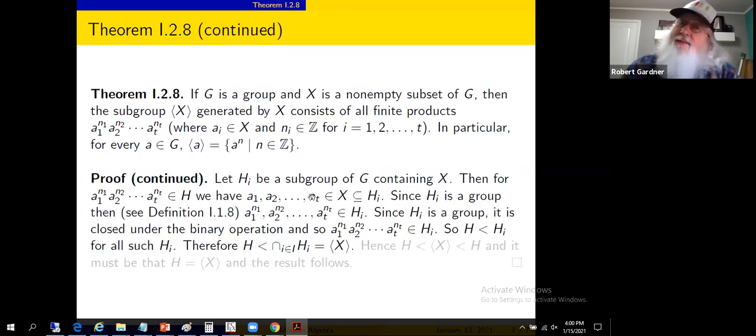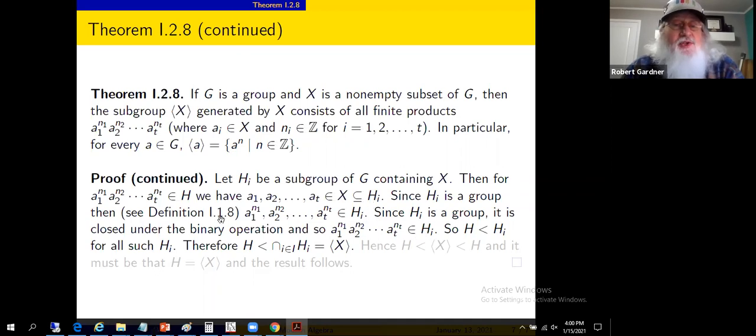Okay, so let H sub I be a subgroup of G containing X. Then this particular element of H here, we know to be an element of X. And so since H sub I is a subgroup of G containing X, H sub I contains all of these elements of X here. H sub I is a group, so we can take powers of those elements inside the H sub I group. We can multiply those things together within H sub I, it being a group itself. And so we get that this thing here, A1 to the N1 through A sub T to the N sub T, is in H sub I.